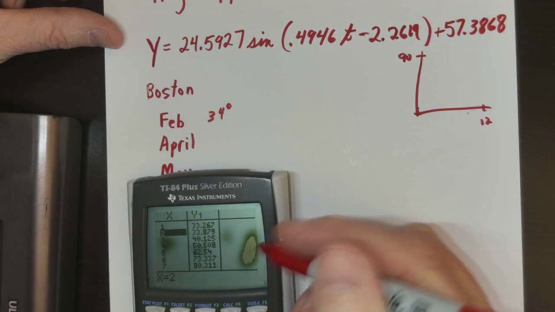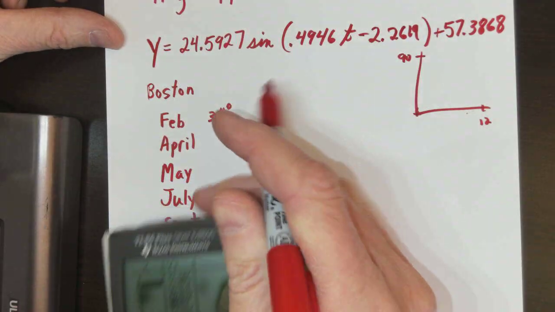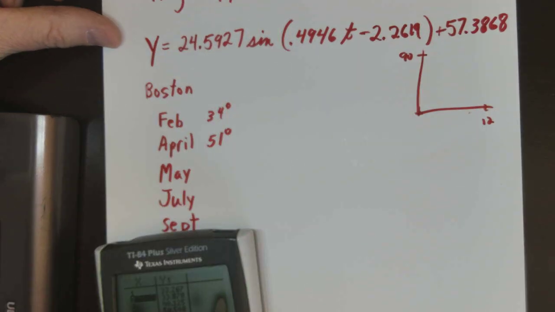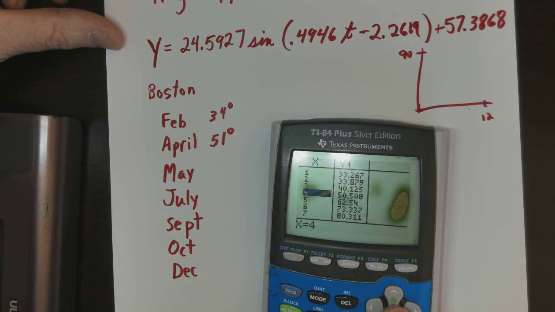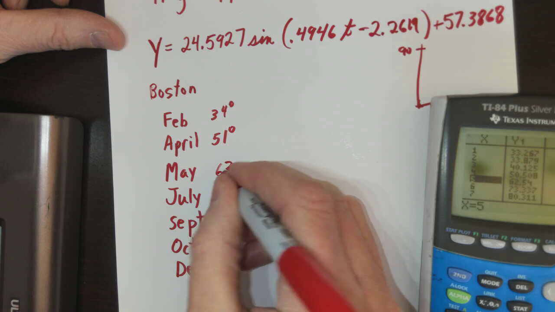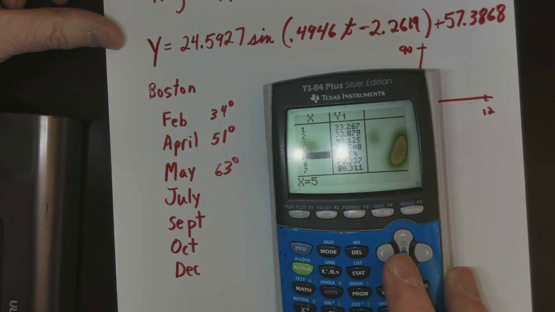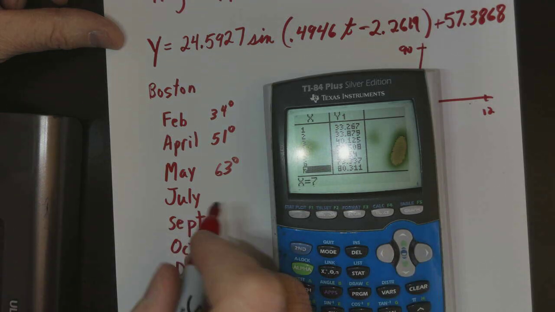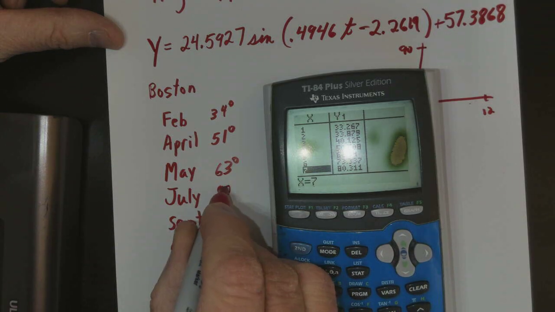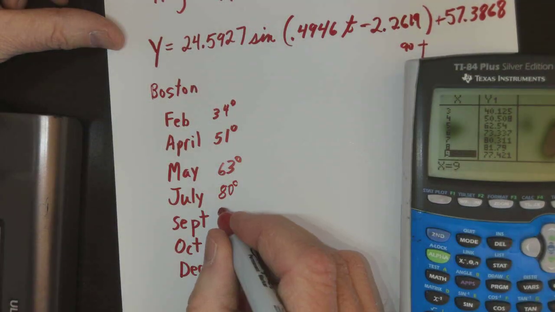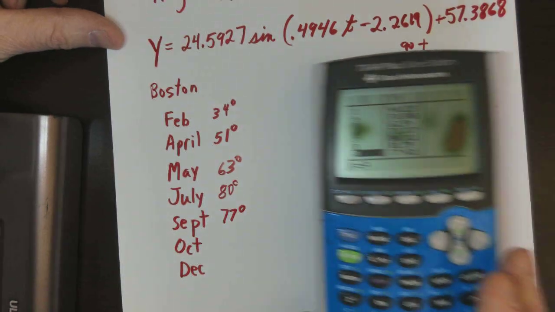April is the 4th month, 50.5. So we'll go 51 degrees. Let's see, May is the 5th month, 62.5. I'll go 63 degrees for May. July is the 7th month. Let's go 80 degrees for July. September's the 9th month, 77 degrees. October is the 10th month, that's 68 degrees.